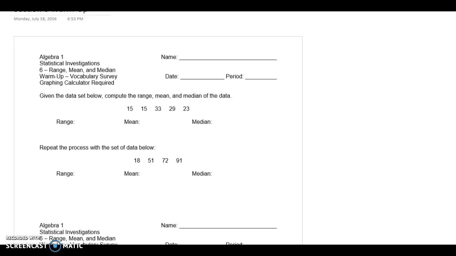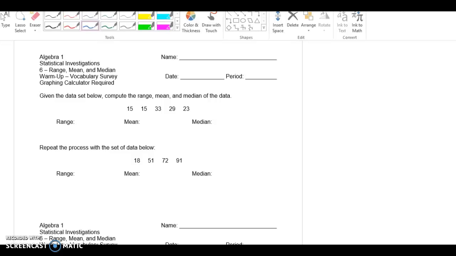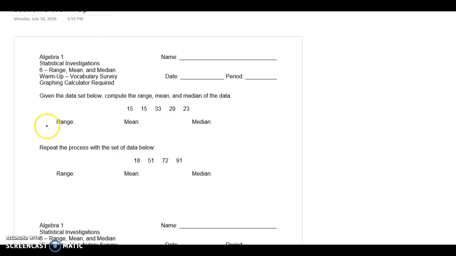In section 6, we're going to cover range, mean, and median. Before we do much with these, we have to make sure we're familiar with the terms and how to actually find each of these.